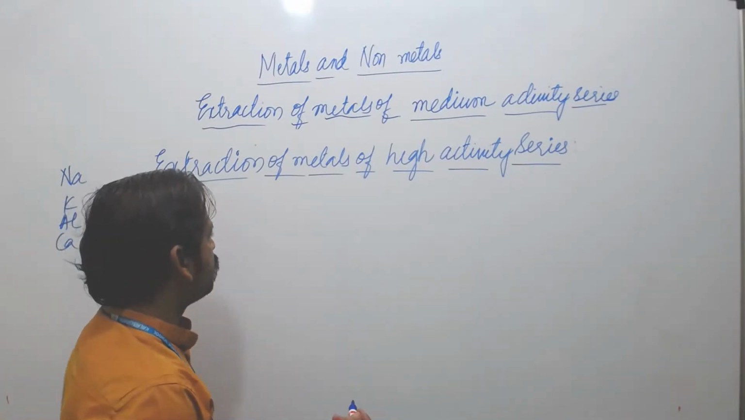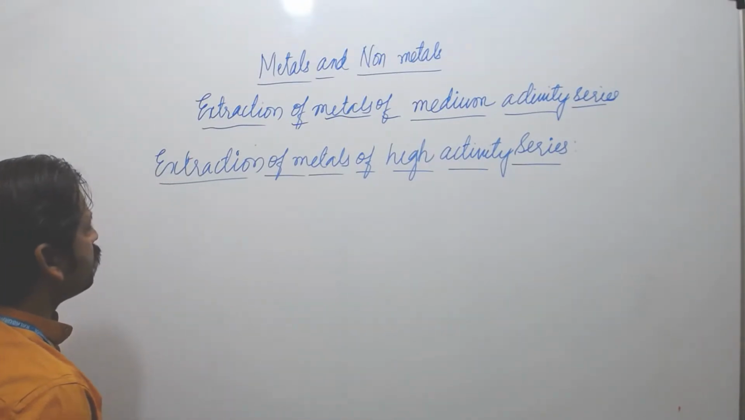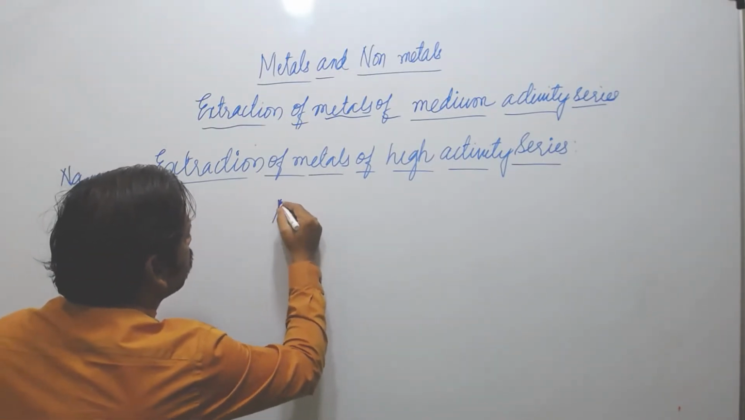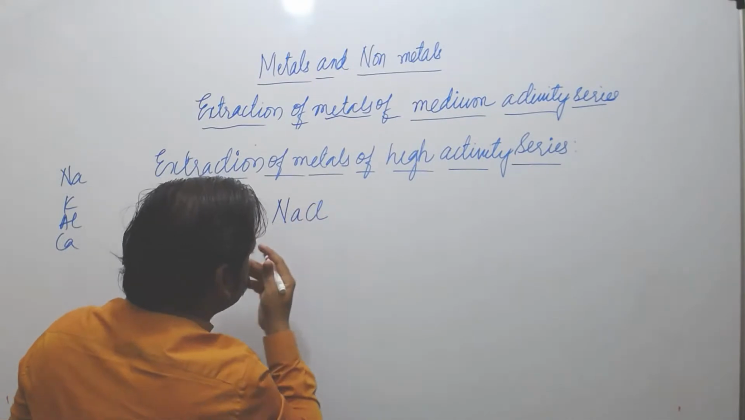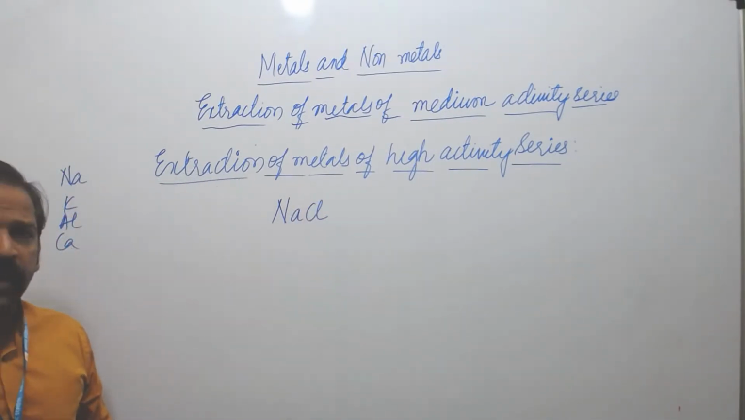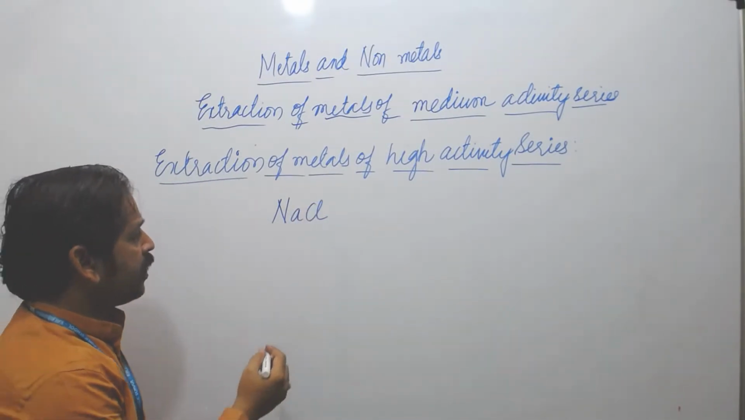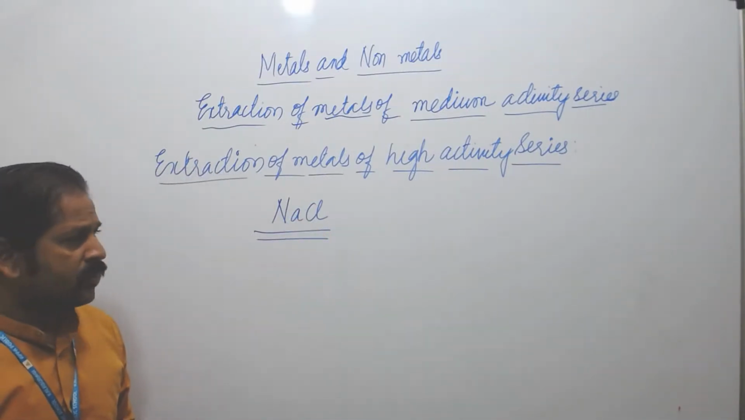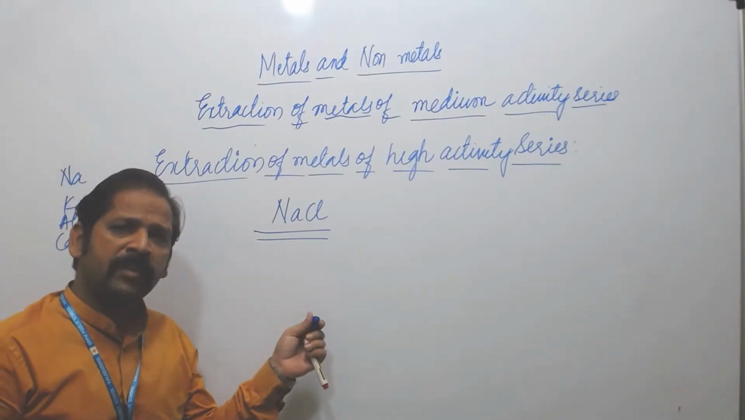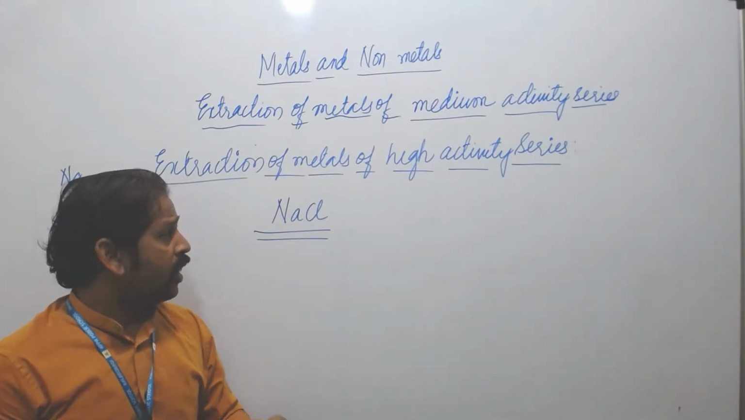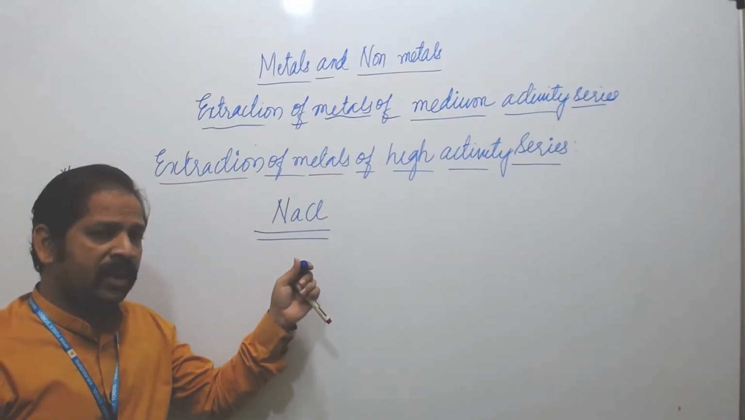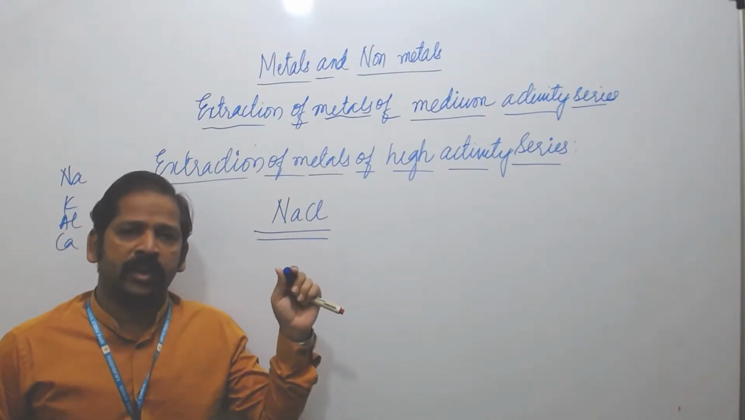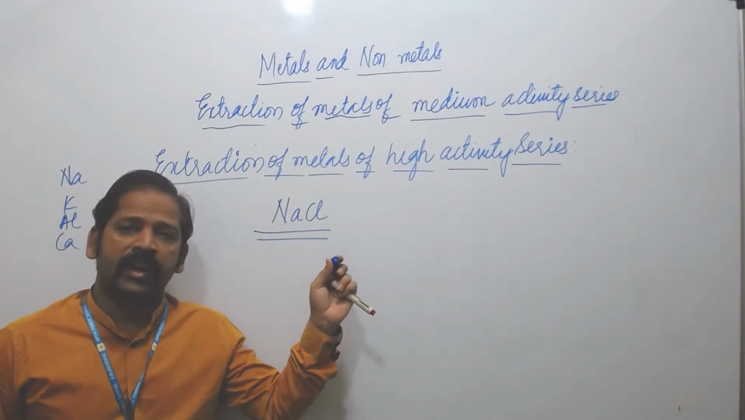Okay, let's start with sodium chloride. Sodium chloride is a compound, formed with the help of sodium and chlorine. A very strong bond will be there. For this, the passing of electricity is important. It is also called electrolytic reduction.